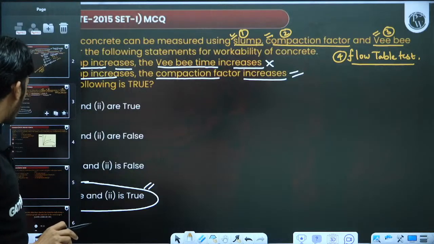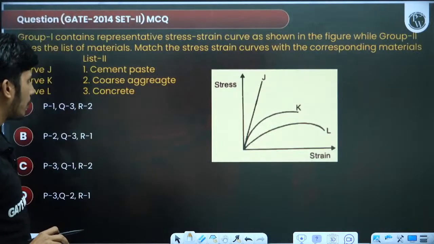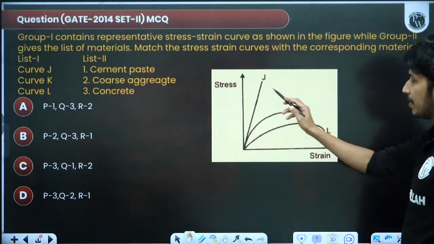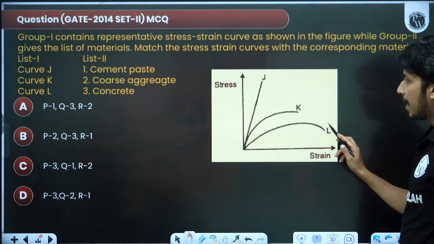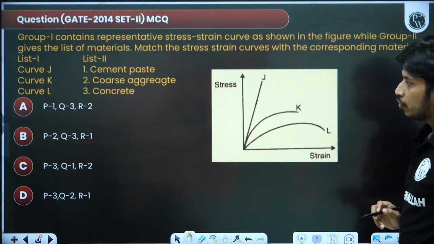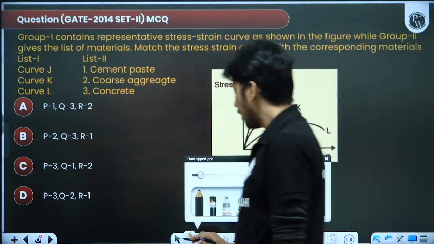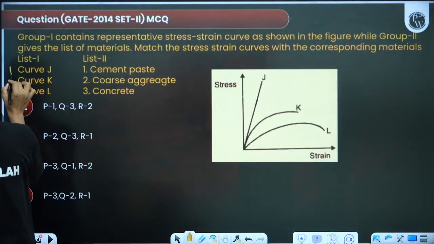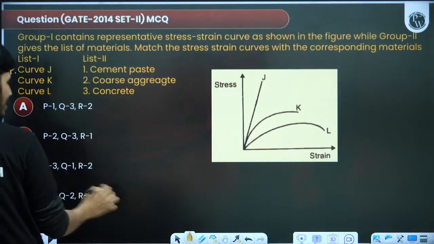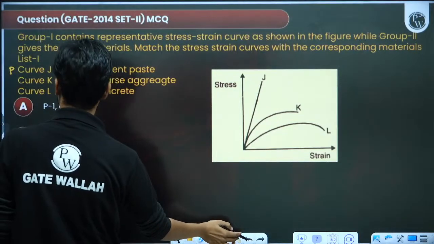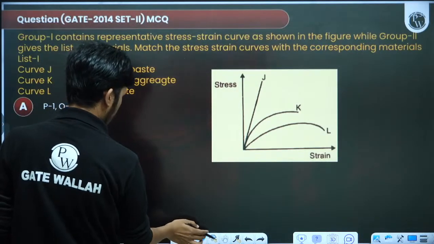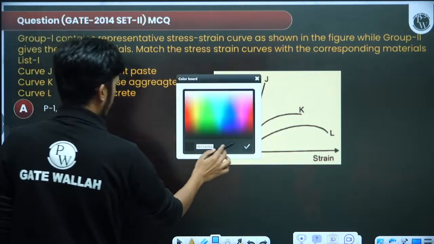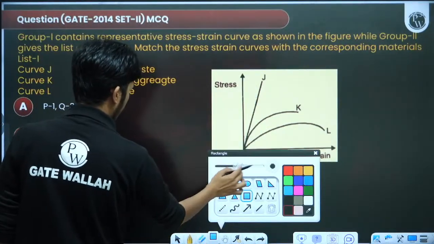Okay, next question. Let's see one more statement based question. This is the question. There are 3 curves. One curve is J, another curve is K, another curve is L. So JKL, and JKL is given also in PQR. Let's not say these curves as JKL. Let's say these curves as PQR.